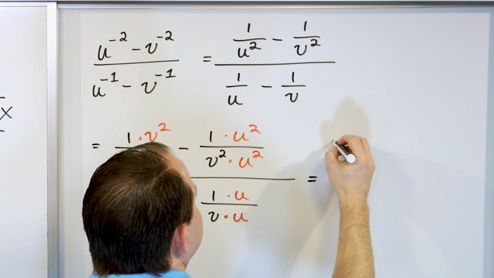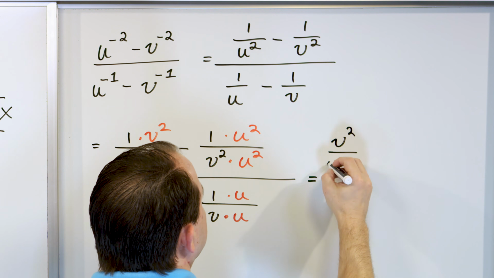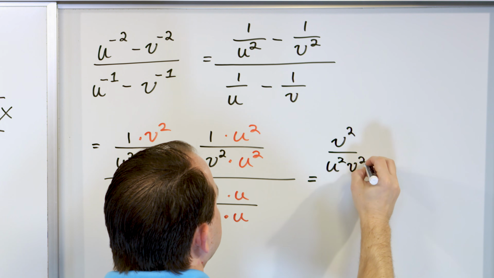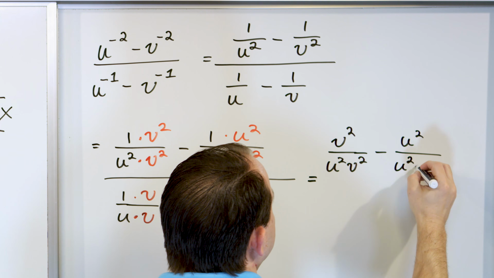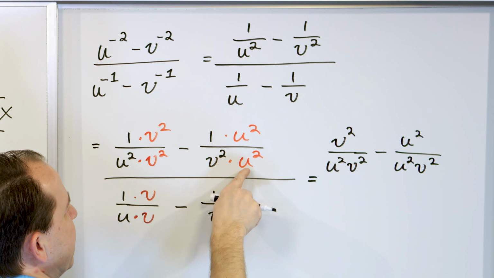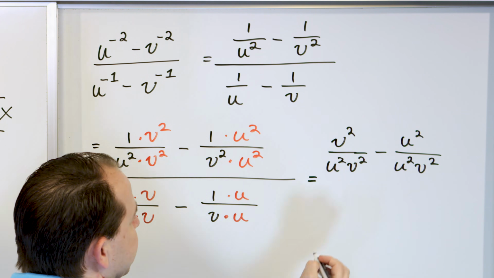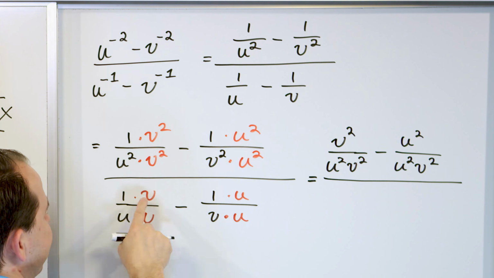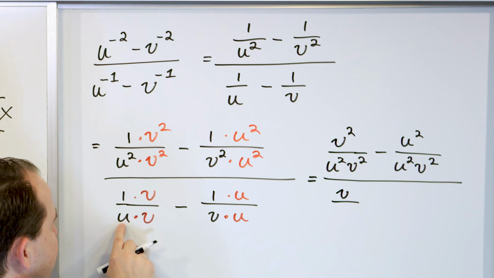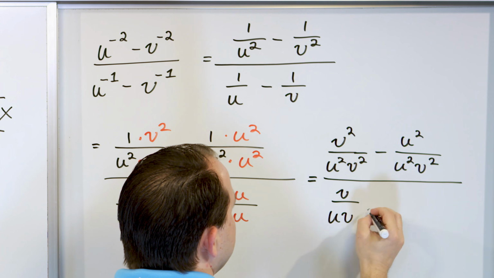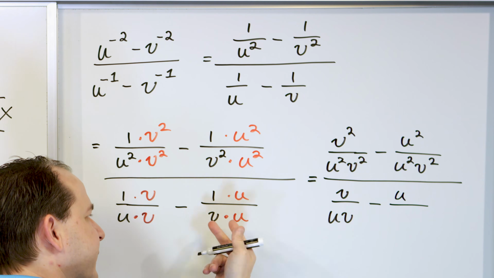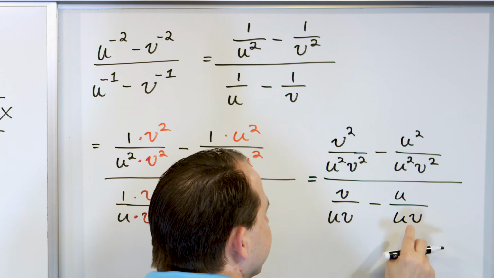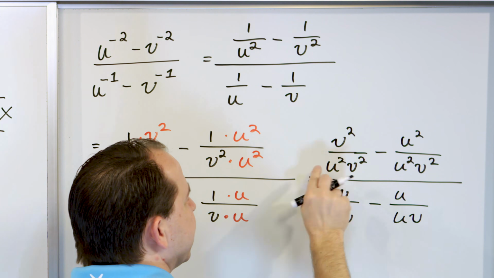On the top, we have v squared over u squared v squared minus u squared over u squared v squared. Again, it's written as v squared u squared. I can flip that around because it's multiplied. On the bottom, I have v over u times v minus u. It's written as v times u. I can flip that around to u times v. So this is a common denominator. This is a common denominator.